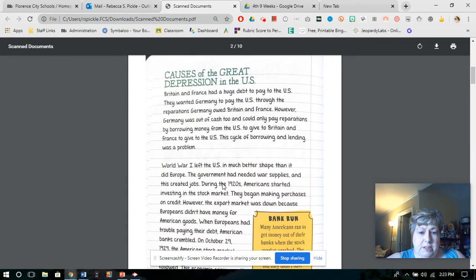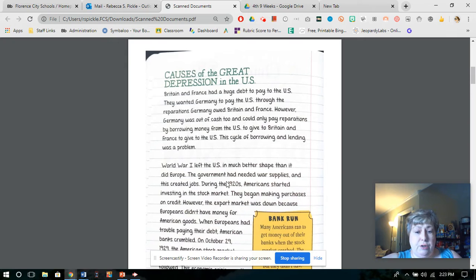Causes of the Great Depression. Britain and France had a huge debt to pay to the United States. When we came into the war, we kind of came in saying, well, we're not coming in for free. You are expecting us to come in and help you out. And not only that, we had supplied them with food and ammunition and other supplies before we got into the war. So Britain and France wanted Germany to pay the U.S. through the reparations that Germany owed Britain and France.